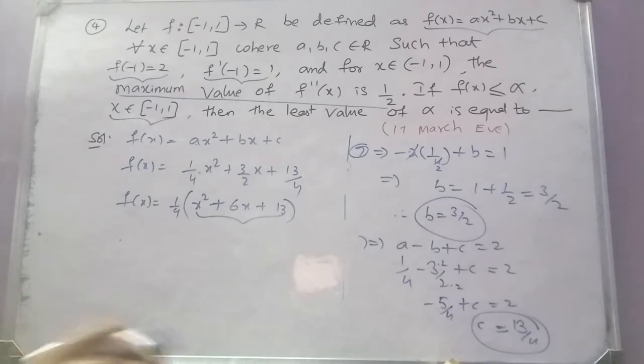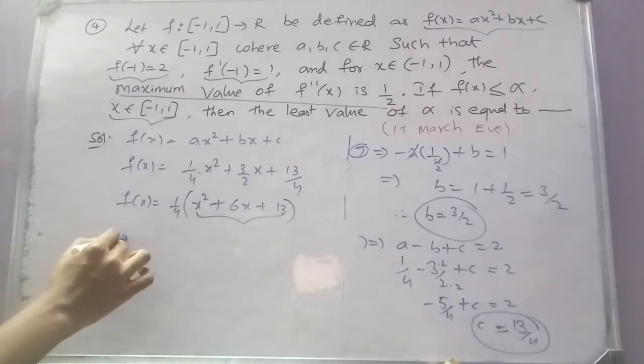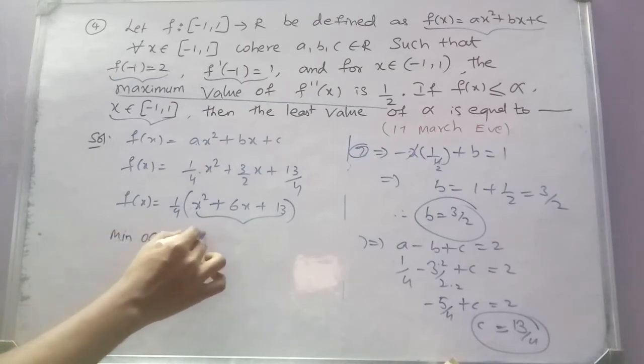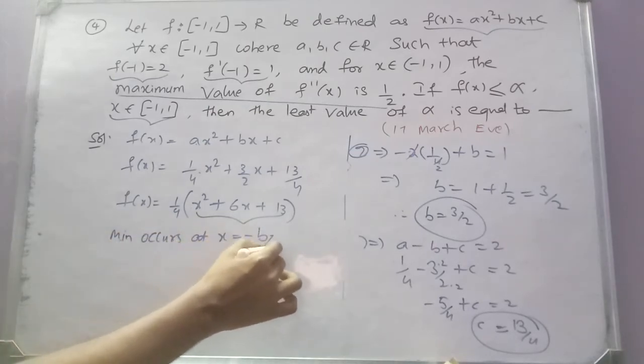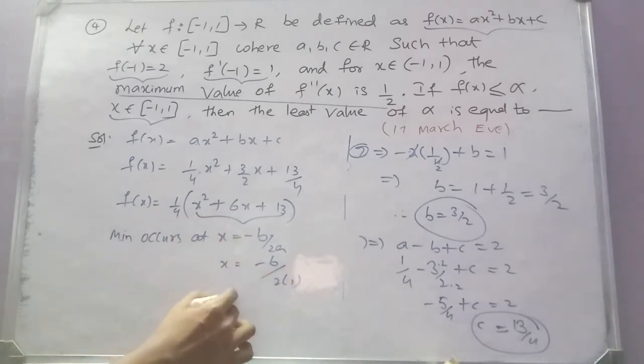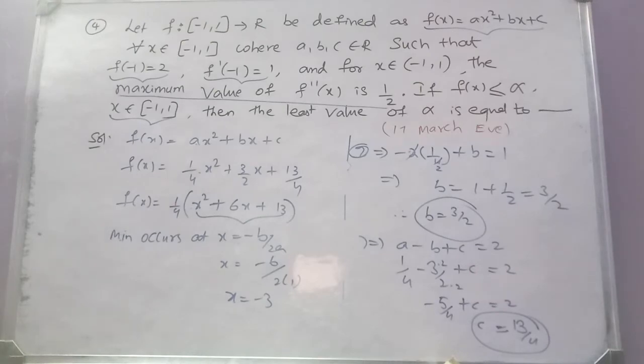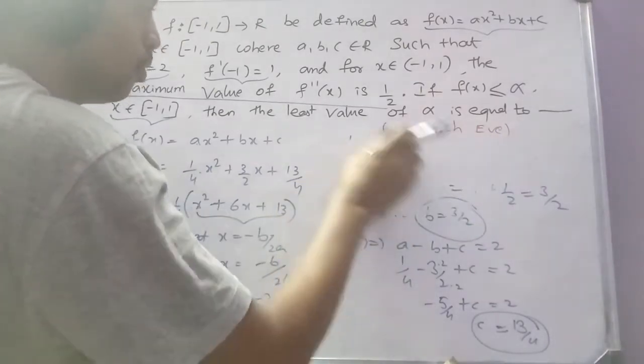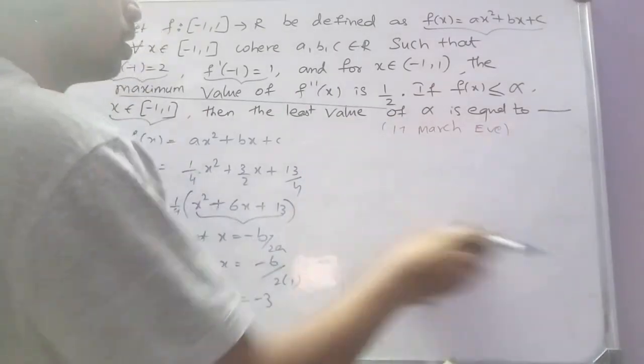Where does it occur? The minimum, because it is an upward parabola, occurs at x is equal to minus b by 2a. That means x is equal to minus b by 2 into a. So minimum value occurs at x is equal to minus 3. Now I can happily draw the graph. So if you draw the graph of this upward parabola approximately.